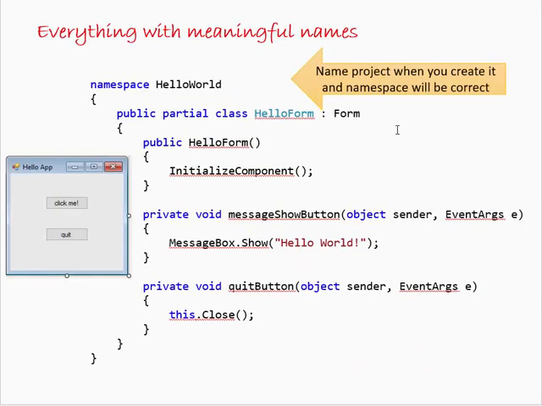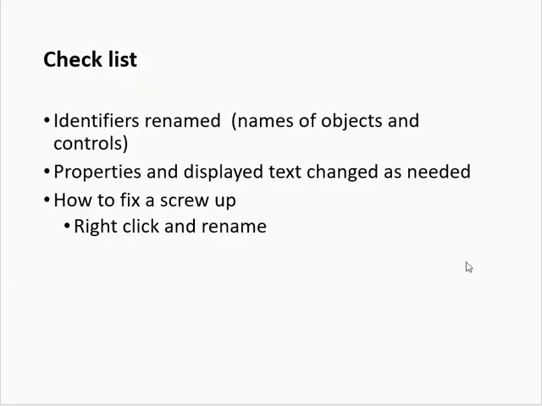So here's an example where everything is changed. My form name is changed. When I change it right here, it'll automatically change right here. Let me show you. I'll give you an example of changing the click event names. These are called methods. They do something. If you name the project when you create it, the namespace will automatically be correct. Most of the time in the homework, I'm going to tell you what to name your project.